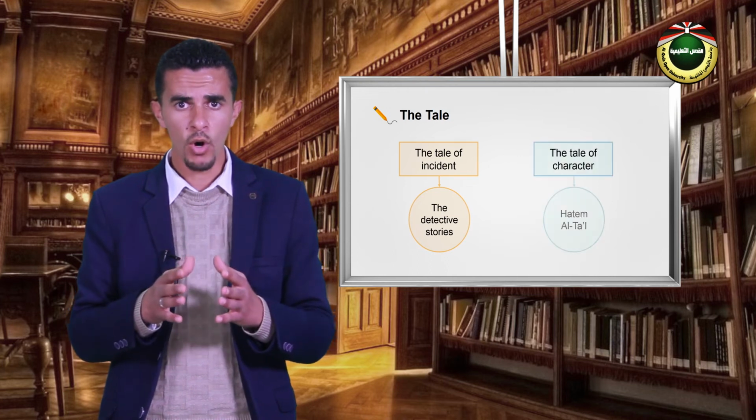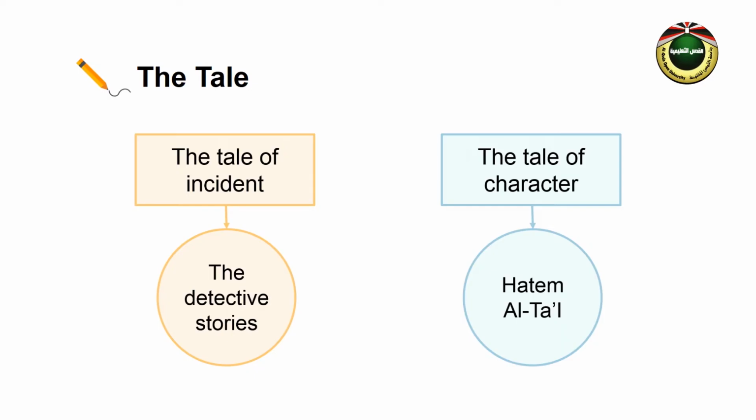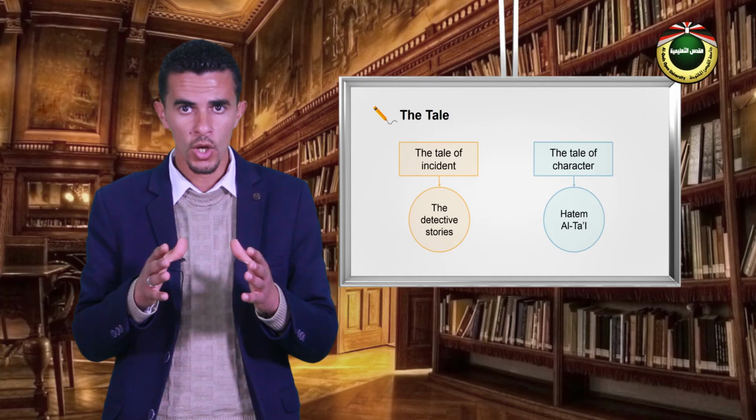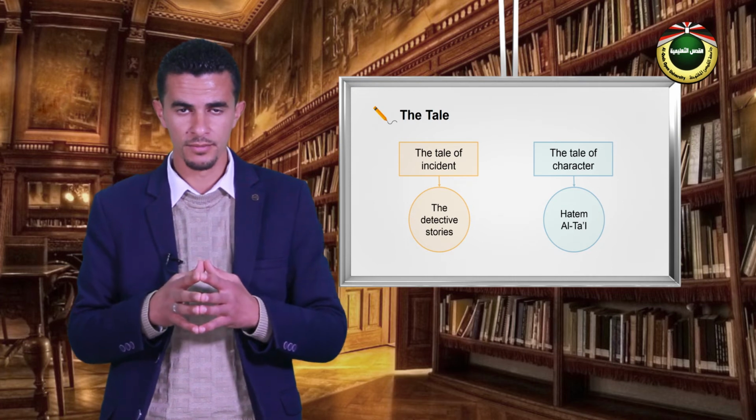The second type of tales is the tale of character, in which the author is interested in revealing the aspects of the main characters in the story. The tale of Hatim al-Ta'i is an example of this type of tales.